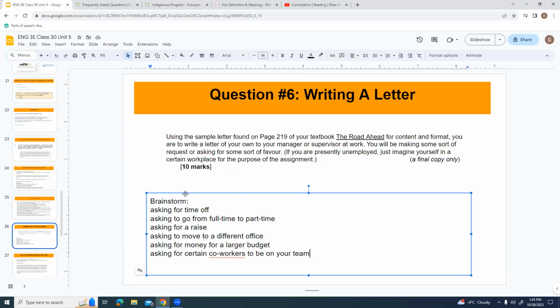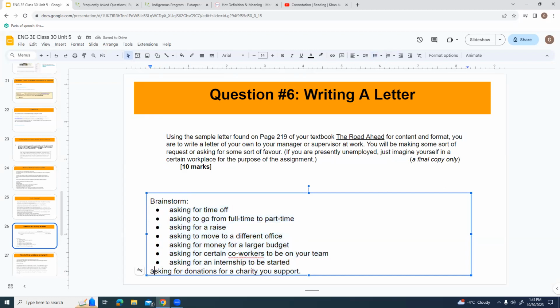What else? Maybe you're asking for an internship to be started, or asking for donations for a charity support. That one sounds funny, but actually, it's not uncommon for businesses to have a sports team that they support, and they help provide the uniforms and things like that. So it doesn't have to be these. There's maybe something else that you've got an idea for. But this is one you could start with, thinking about what would you write if you're working in an actual office right now. What are some things you actually wish you could ask for?